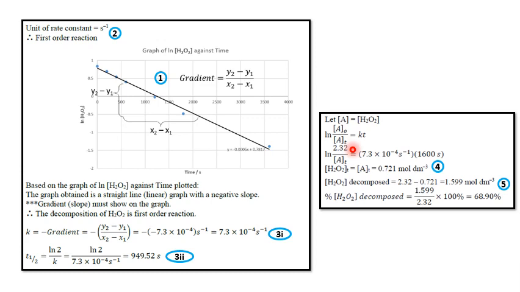Then you substitute all the information given. Initial concentration is 2.32, and then the k value that you get from the previous question, and the time is 1600 seconds. Okay, then you will get the answer 0.721 mole per dm cube, or molar.